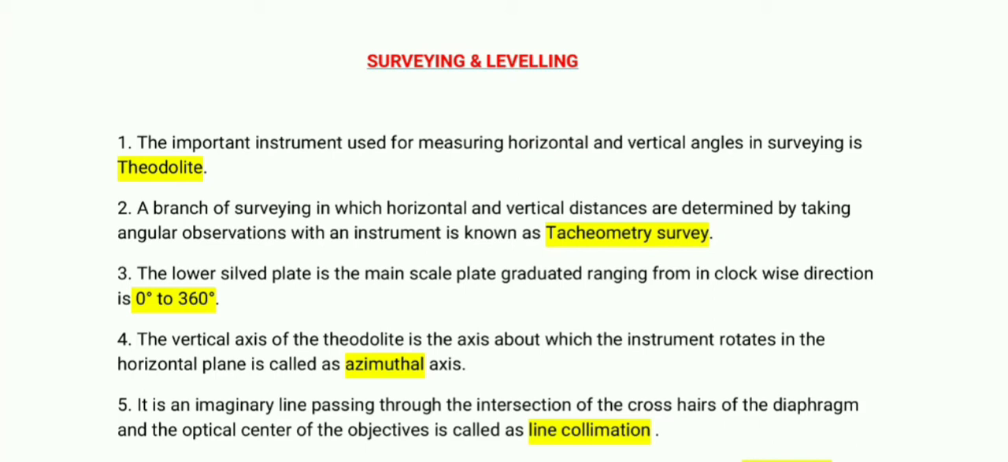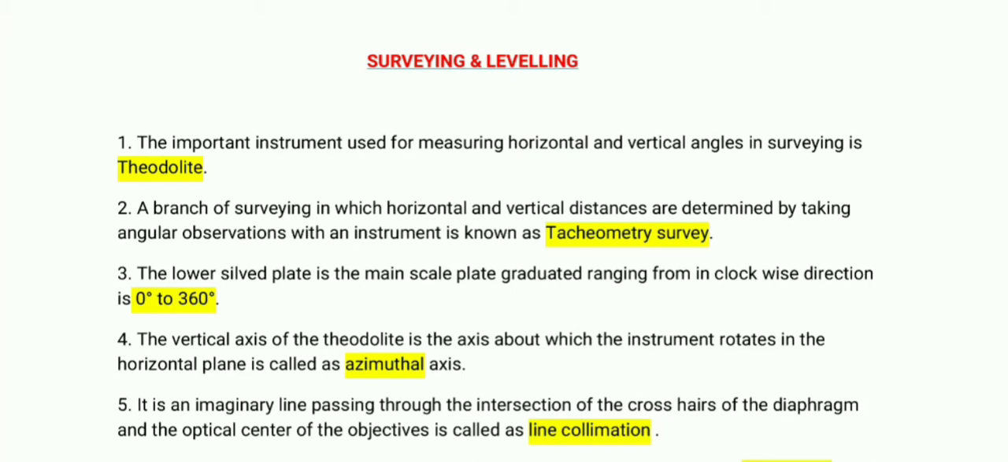The lower silvered plate is the main scale plate. Graduated in a clockwise direction, it ranges from 0 degrees to 360 degrees. The vertical axis of the theodolite is the axis about which the instrument rotates in the horizontal plane. It is called the azimuthal axis.